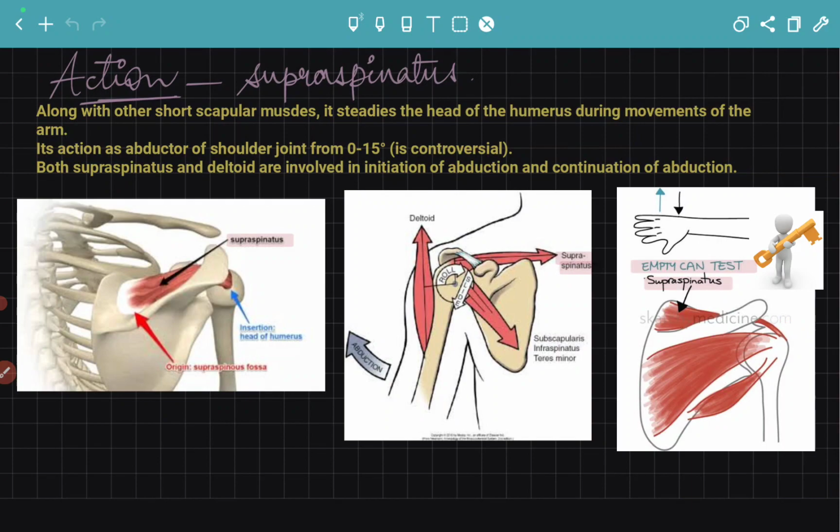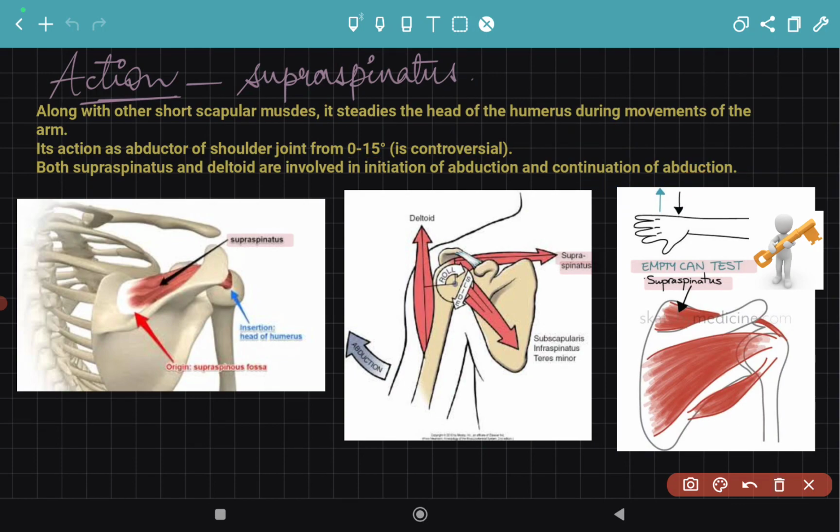So this part, the action and how the biomechanics is affected in the absence of the supraspinatus muscle, is to be understood very clearly. Again, we should remember that the role of supraspinatus in steadying the head of humerus during shoulder abduction is very important, along with its action of initiating the abduction as well as being recruited in continuation of abduction of the shoulder joint.